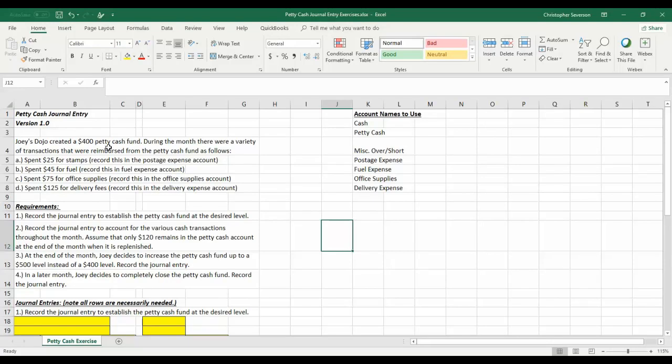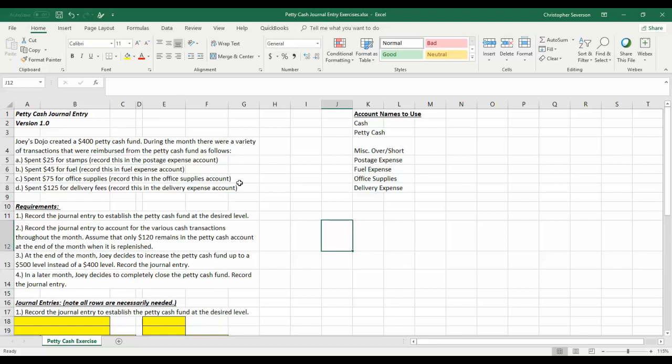Hello and welcome to our petty cash journal entry practice exercise. In this exercise, we're going to be going through some of the various journal entries that you normally would expect for one of these types of problems. We're going to see the initial setup of a petty cash fund, the replenishment of the petty cash fund, changing the level, and then closing the fund out.